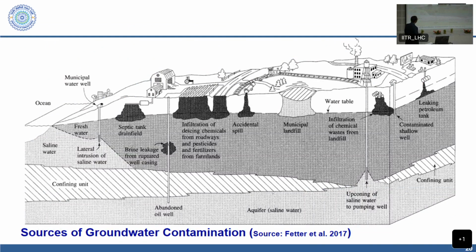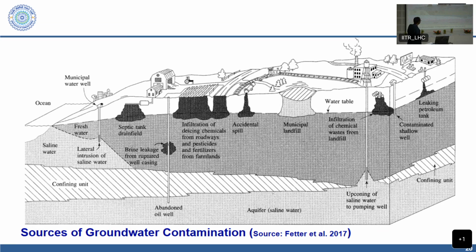Okay, the water table. And these are the different sources: agriculture field here. This is your accidental spill, that is your tank, that is petrol, your diesel tank, petrol pump. Once there is a leak, that will also create the problem of the groundwater.